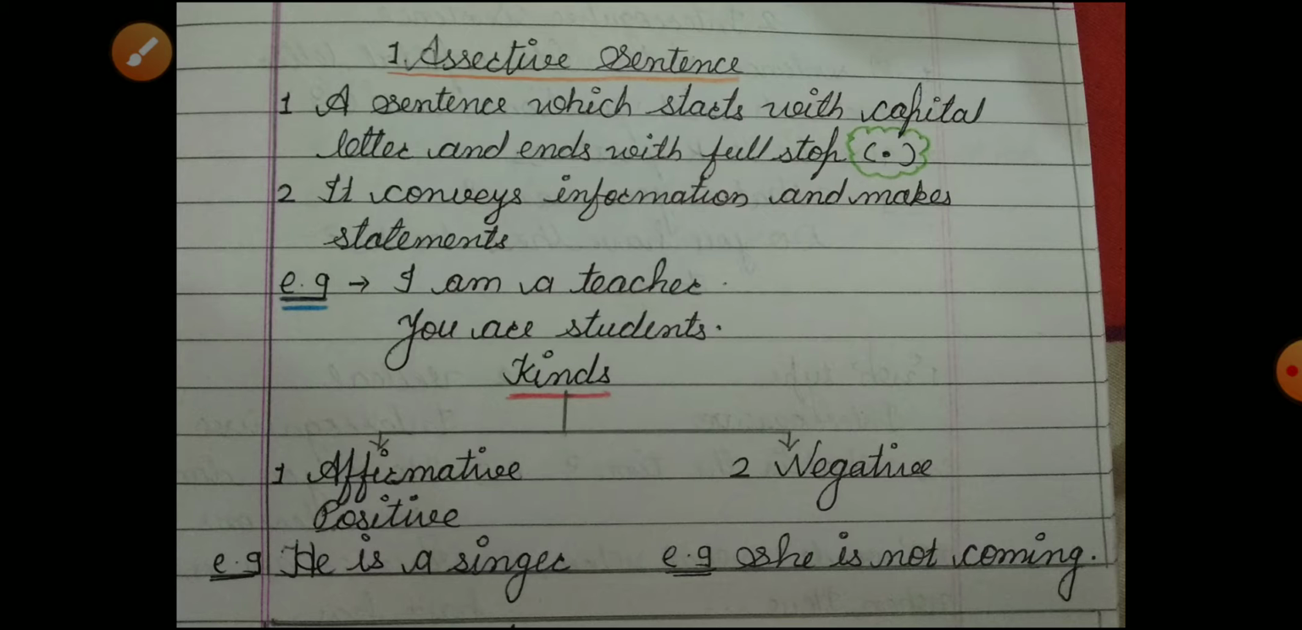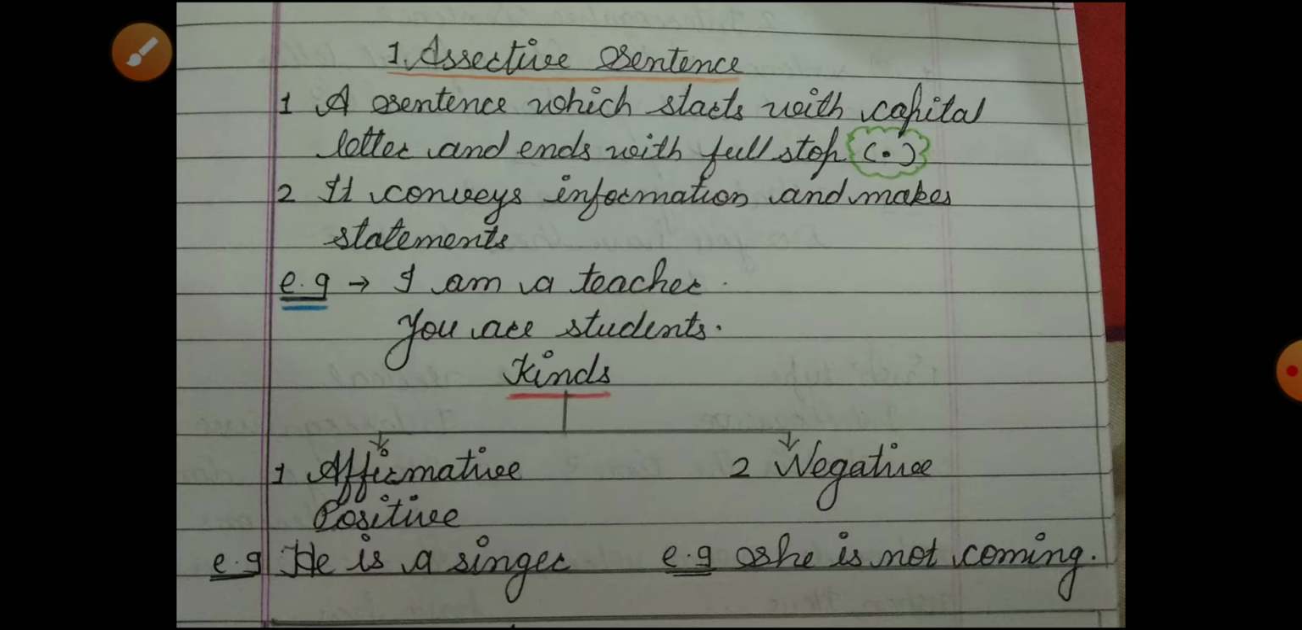The first kind of sentence is assertive sentence. The second kind is interrogative sentence. The third kind is imperative sentence. And the fourth kind is exclamatory sentence. On the screen, I have written about the assertive sentence. So, the first kind of sentence is assertive sentence.